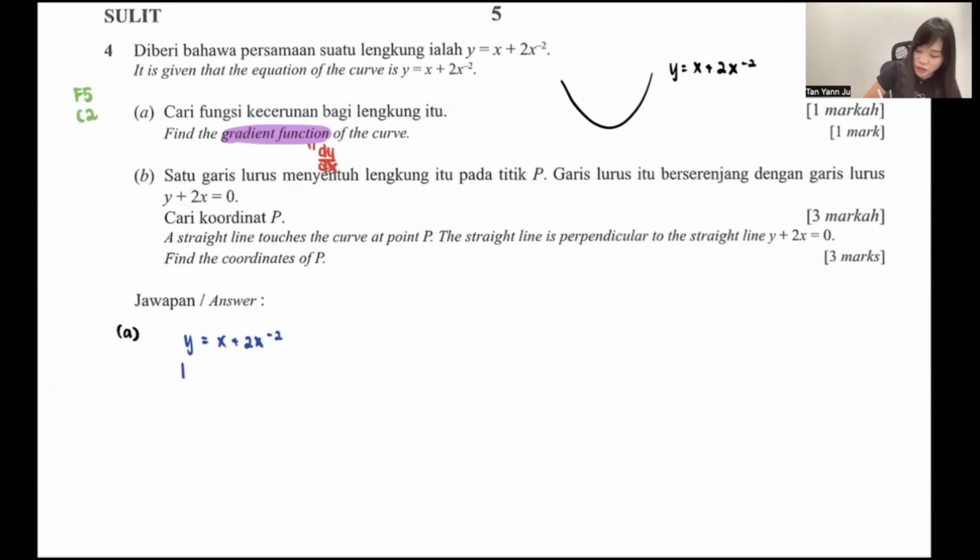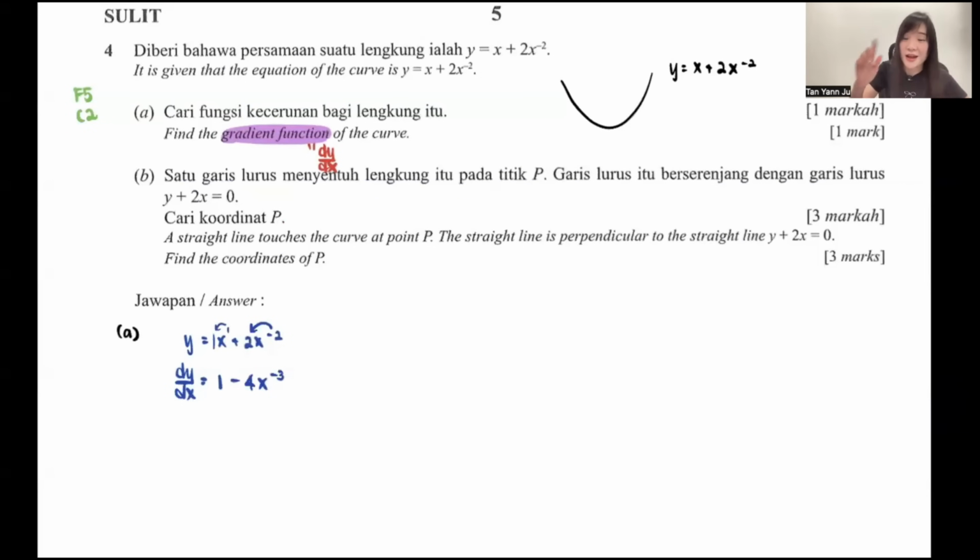So how do we differentiate this? I hope you guys all know how to differentiate, yeah? Times the power, and minus 1. Nothing on top, 1. Nothing in front, 1. 1 times 1, 1. Power minus 1, no more x. Negative 2 times 2, negative 4. Power minus 1, negative 3. Got it. That is my dy dx.